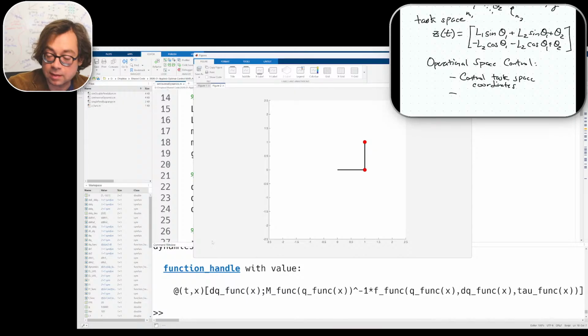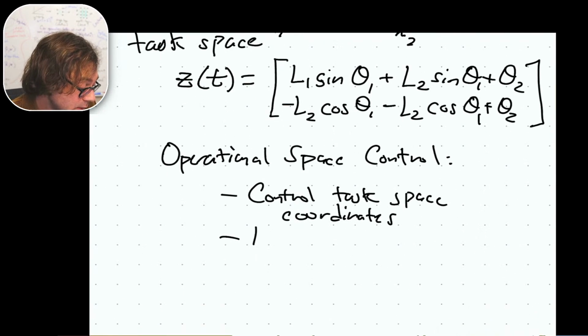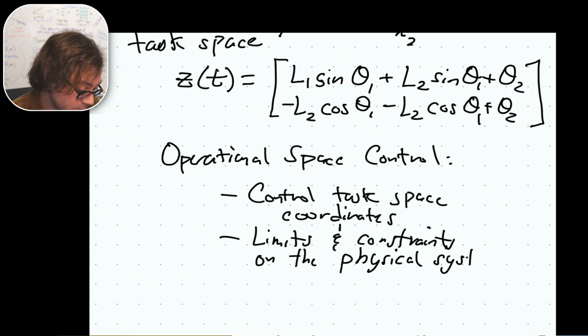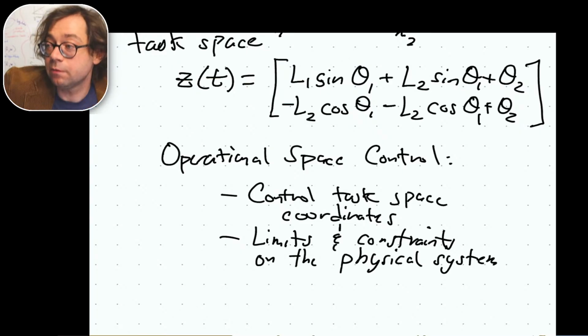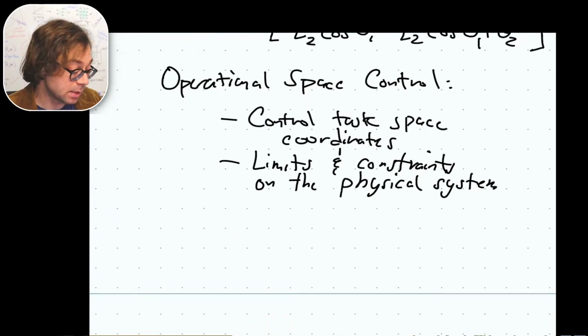So we can deal with limitations. We can have limits and constraints on the physical system. That's what we're going to do. So we have limits and fits, and the way we'll achieve that is via an optimization.